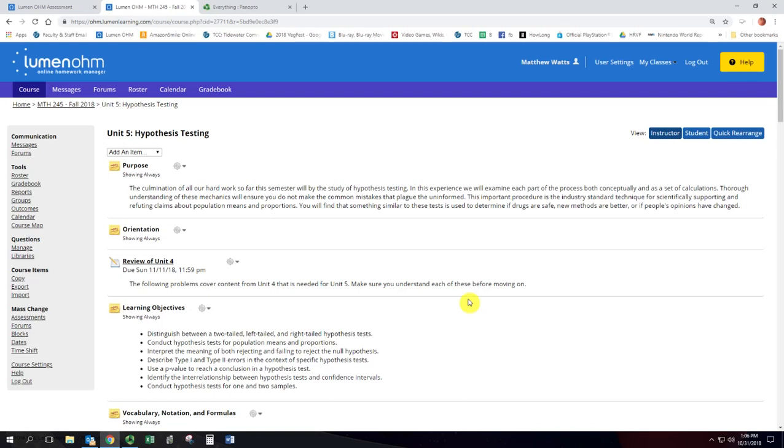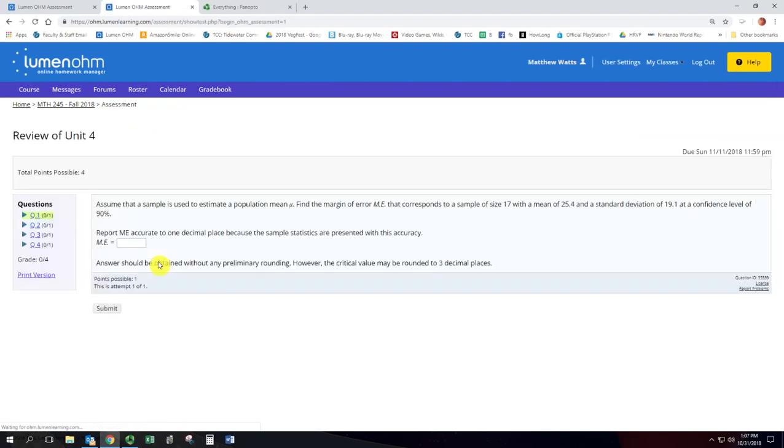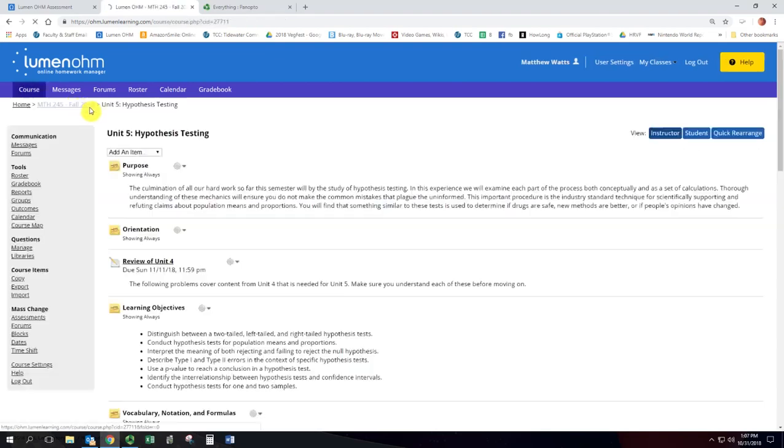So, as usual, you want to start by reviewing the previous unit. You know, when you get into those critical thinking and project aspects of the previous unit, you might forget some of the basics. So, start with that review. We've got four quick confidence interval problems there to get you started.